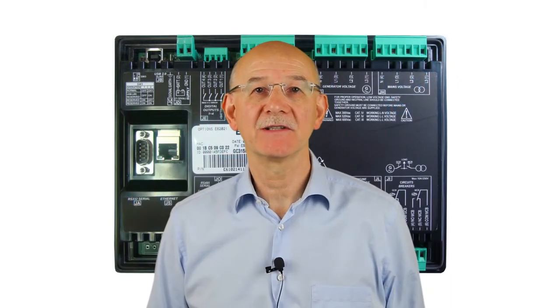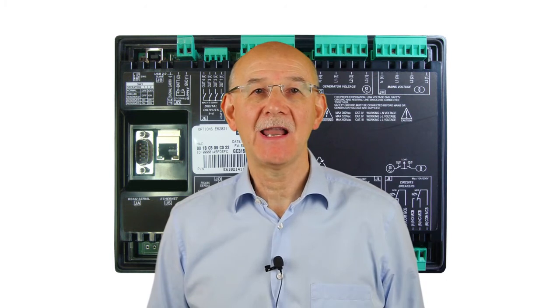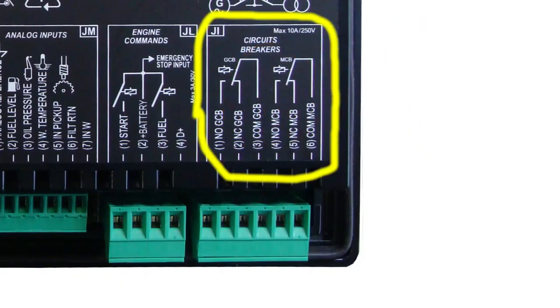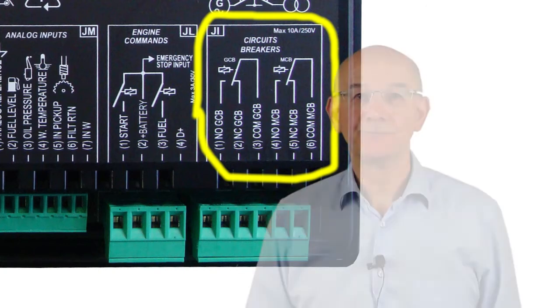The 6 terminals of connector JI allow access to the two relays, mainly used to command the mains and generator circuit breaker, contactor or changeover. Each relay has 3 terminals: common, normally closed and normally open. Thus they are free potential contacts and each can switch up to 10 A at 250 volts.